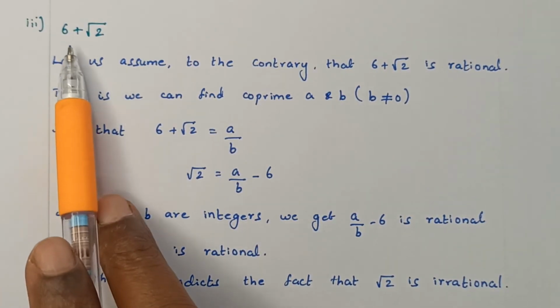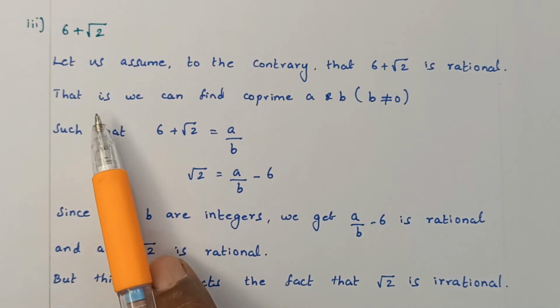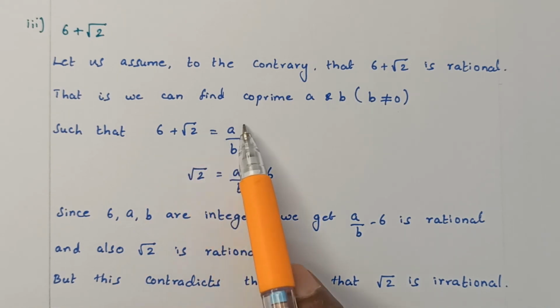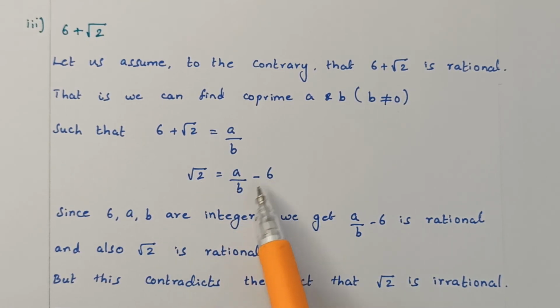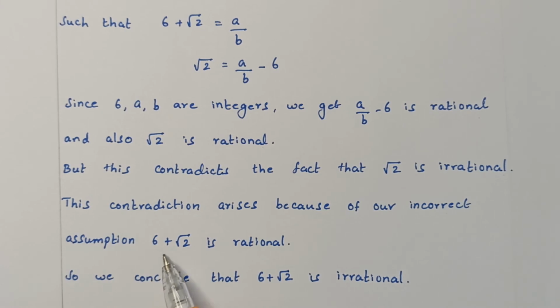Next sum, 6 plus root 2. Let us assume to the contrary that 6 plus root 2 is rational. That is, we can find co-prime a and b, not equal to 0, such that 6 plus root 2 equal to a divided by b. By rearranging, we get root 2 equal to a by b minus 6. Since 6, a and b are integers, a by b minus 6 is rational, so root 2 is also rational. But this contradicts the fact that root 2 is irrational. This contradiction arises because of our incorrect assumption that 6 plus root 2 is rational. So we conclude that 6 plus root 2 is irrational.